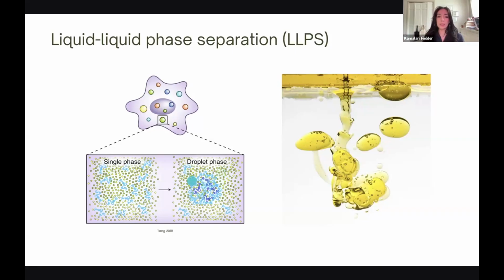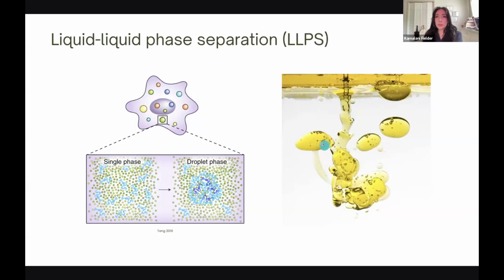So what's happening is these blue molecules here are interacting with each other more strongly than they're interacting with the green molecules, which causes them to stick together and form this cluster here in the center. So you can think of this like oil demixing in water, which I think is an example many people would be familiar with. And the result is a compartmentalized, membraneless droplet.